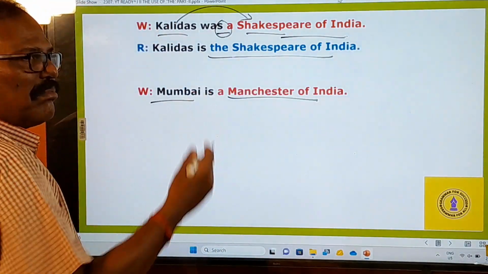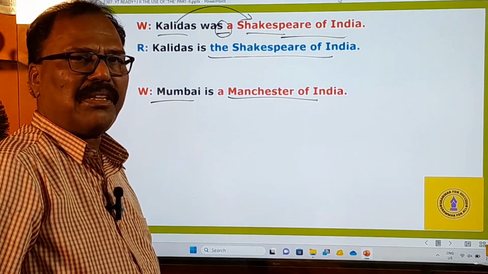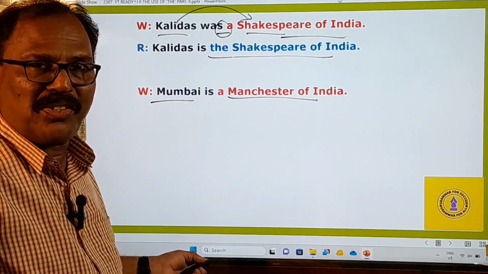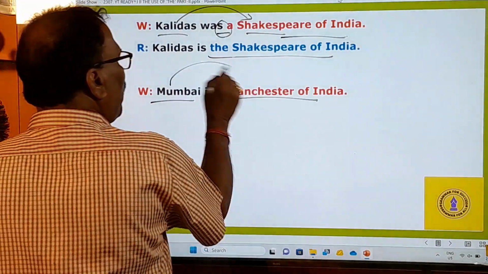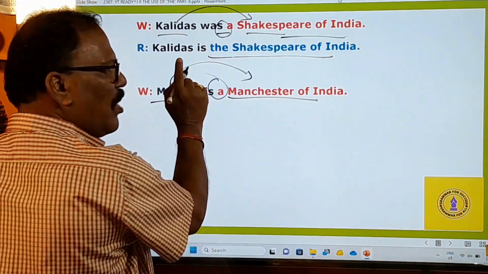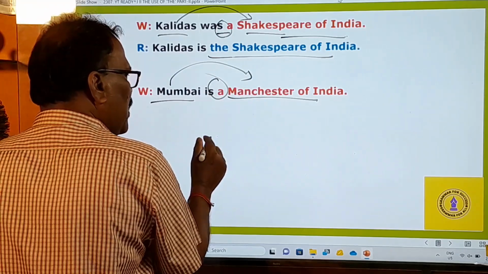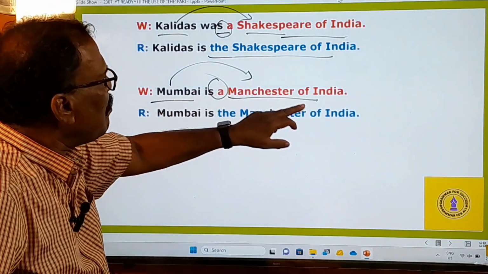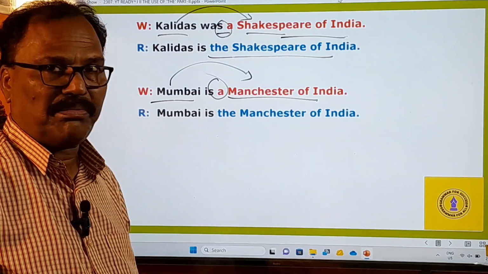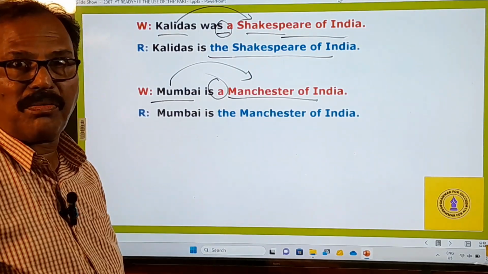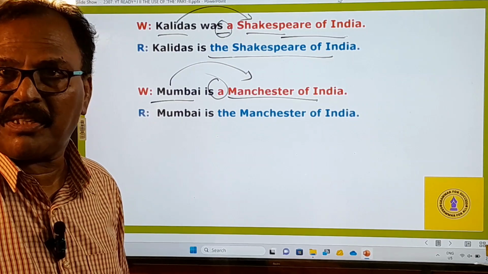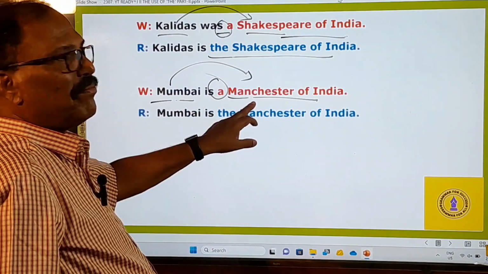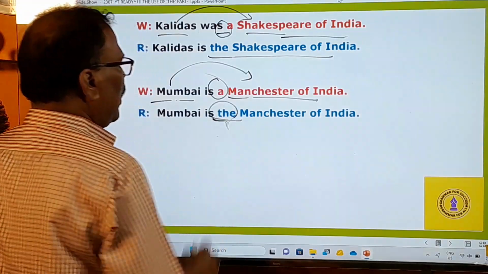Manchester is a city famous for textiles, and Mumbai is also famous for textiles. So here you are comparing Mumbai with Manchester. And here a should not be used because it's a fixed comparison. You cannot change it. You cannot say Bangalore is the Manchester of India. No. Hyderabad is the Manchester. No. Kolkata is the Manchester of India. Not like that. It's a fixed one. That's why you have to use the, right?